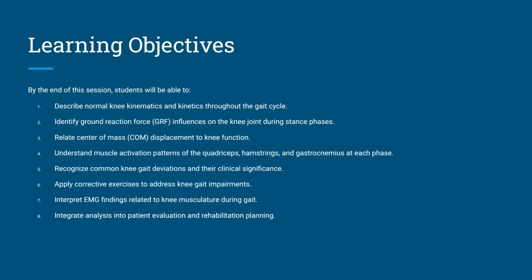Second, you need to understand how ground reaction forces influence knee moments, especially during stance, because ground reaction forces explain why muscles have to work, not just what they work. Third, we'll connect center of mass displacement to knee behavior. The knee is one of the biggest shock absorbers in gait, and changes here dramatically affect energy cost.